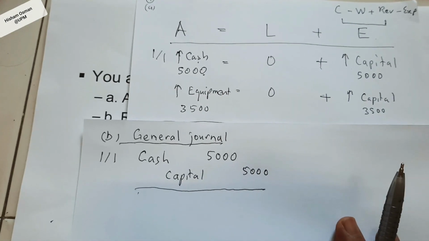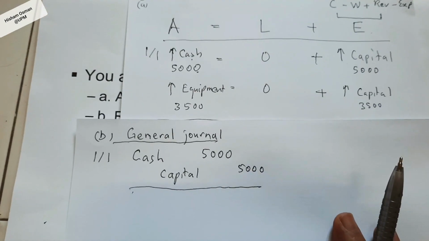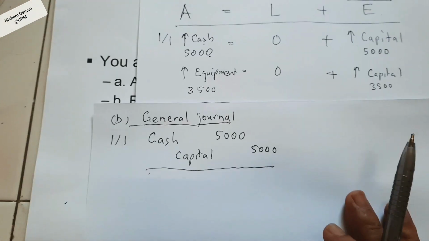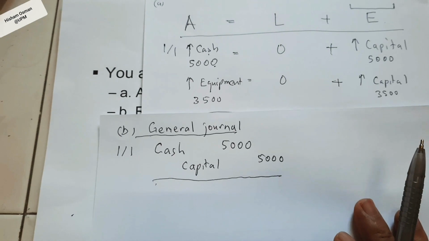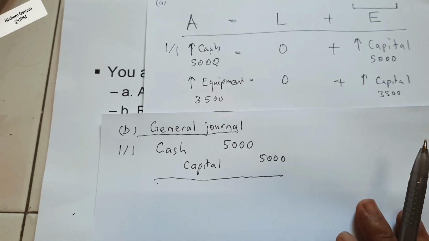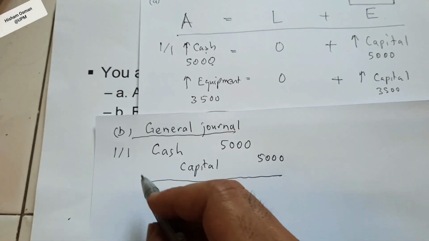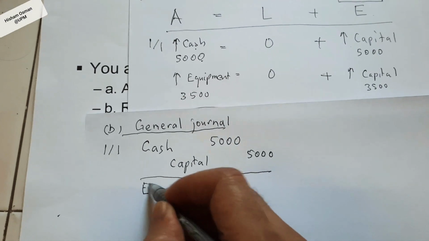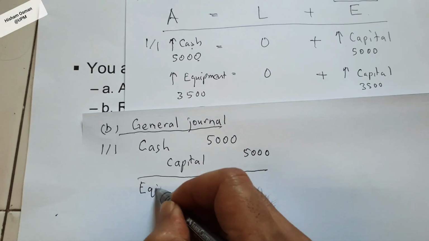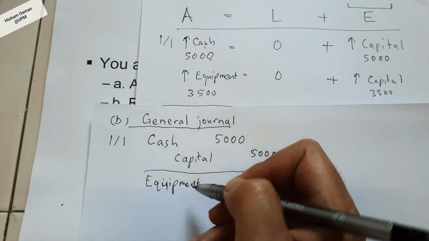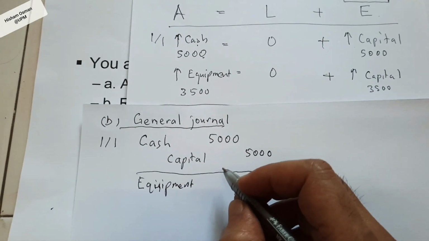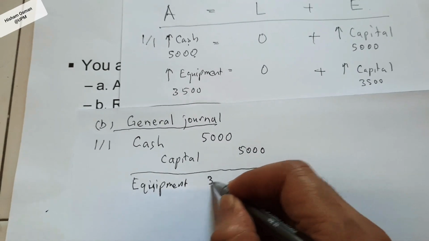So what should you do when there is an increase in asset, debit or credit? So you check the rule of debit and credit. When asset increases, you have to debit. So debit account equipment. Debit account equipment. The amount is 3,500.